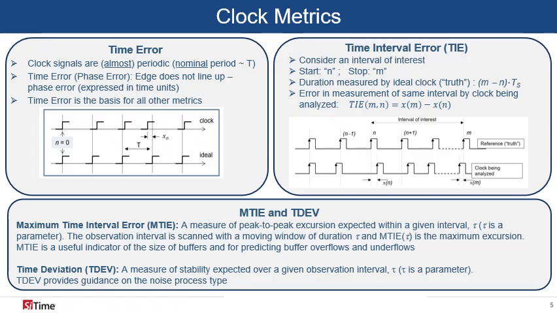Time interval error is an extension. That is when we are looking at two clocks which are measuring the duration of an interval of interest. So the error in the, or the difference in the duration measurement is the time interval error. The two metrics that we'll talk about, and there's another section on clock metrics coming up, but the two major metrics we look at are MTIE and TDEV. MTIE is a measure of maximum error, whereas TDEV, or time deviation, is more a measure of stability in terms of like a standard deviation.